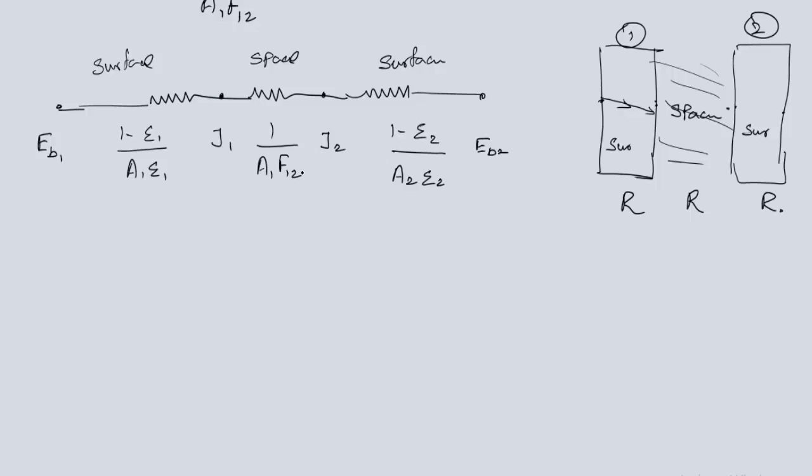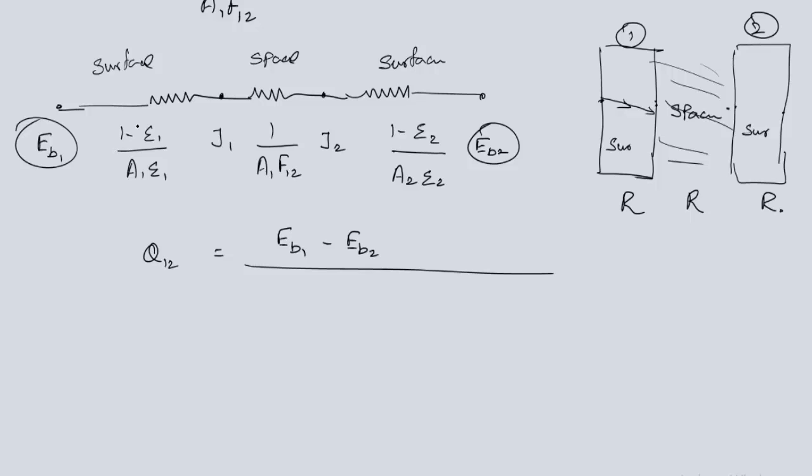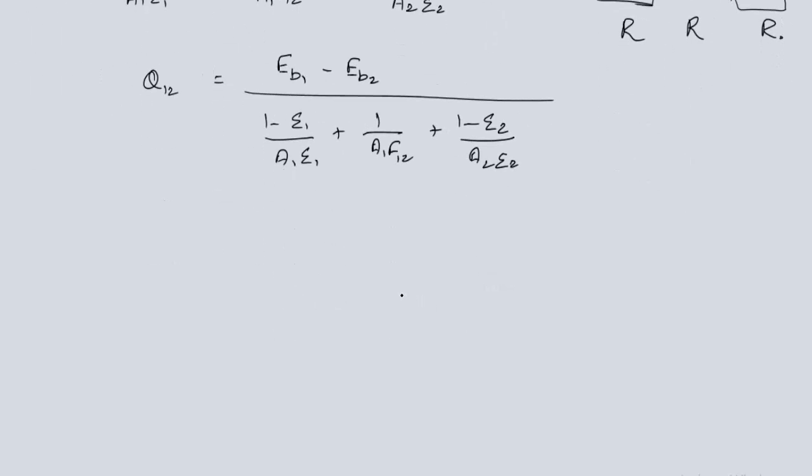Now from this circuit you can calculate Q12. Q12 is EB1 minus EB2, the first term and the last term, divided by the sum of all the resistances in the denominator: 1 minus epsilon 1 divided by A1 epsilon 1, plus 1 divided by A1 F12, plus 1 minus epsilon 2 divided by A2 epsilon 2. Okay, for a black body, the value of epsilon equals 1. So epsilon 1 equals epsilon 2 equals 1 for black surfaces.